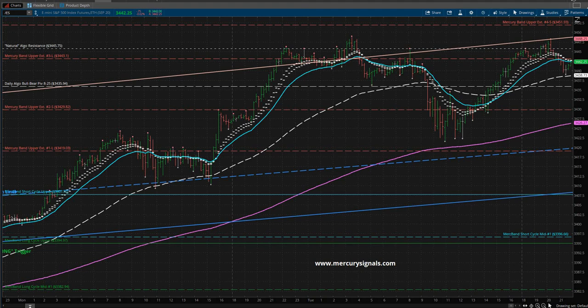Had a problem compiling last night's video, so we're going to run through what we saw yesterday and what happened today. That'll hopefully give you a good idea of the algorithmic setup going into Wednesday. What you see on the screen right now is the ES continuous contract, once again coming up into a regression line.